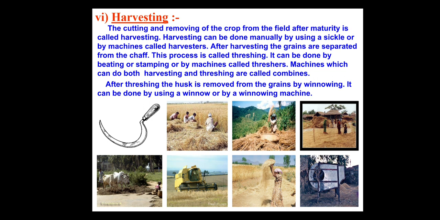After harvesting, the grains are separated from the chaff, which is called threshing. And nowadays we have machines called threshers. In olden days it was mechanically done by people. And after threshing, the husk can be removed by winnowing. And today we have the machine for winnowing also. Previously, threshing, winnowing, harvesting, all these were done by people mechanically.